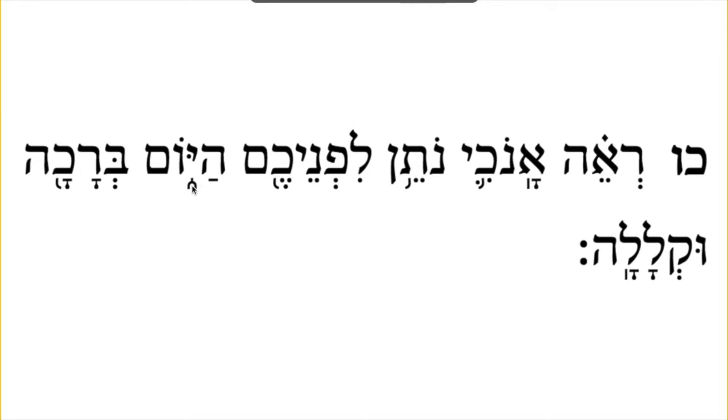And this is etnachta, and etnachta says etnachta. So this is hayom. Okay, great. So let's do these three together. Noten lifnechem hayom. Noten lifnechem hayom. Great. So the re'eh is behold, anochi is I, noten is give, lifnechem is to you or before you, hayom, today.